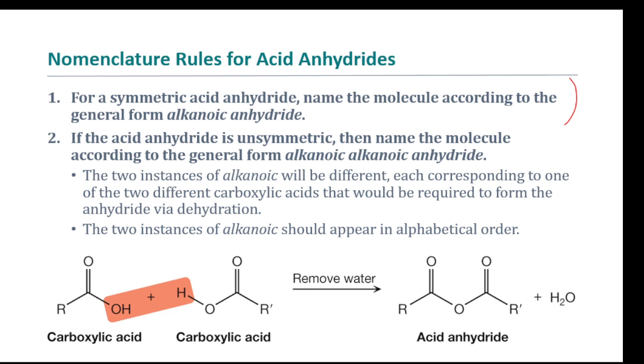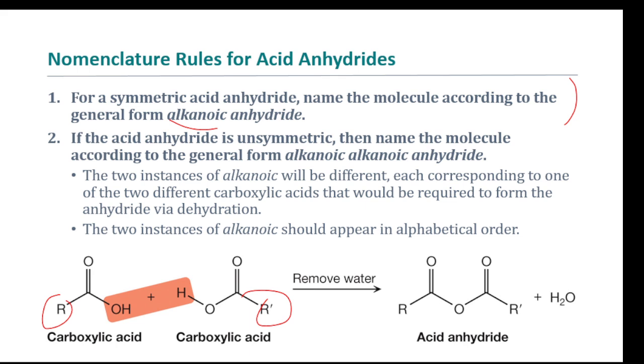All right, so for the symmetric acid anhydride, you'll name the molecule according to the general form alkanoic anhydride. If the acid anhydride is unsymmetric, so these have different groups here, then we're going to go to this naming here, which is going to be alkanoic alkanoic anhydride. Partially because it being the same thing on both sides allows you to not have to list those as 2 pieces, right? You can just list it as one, and everybody knows then it's symmetric.